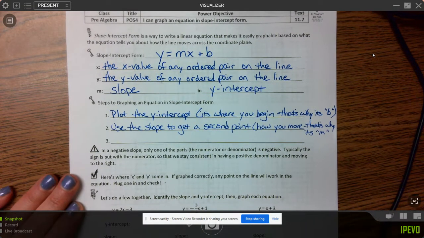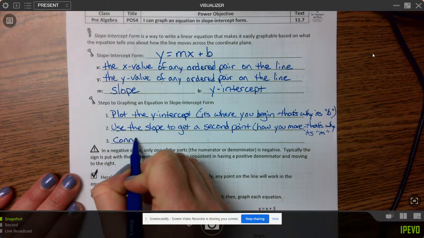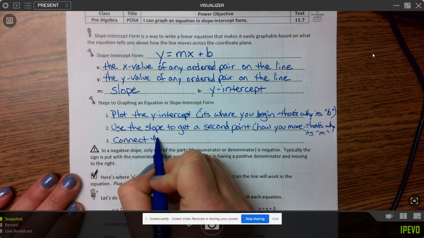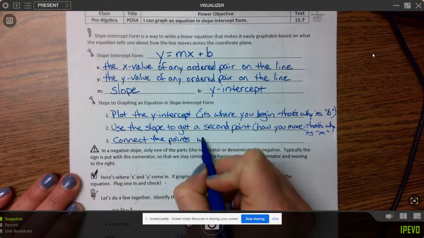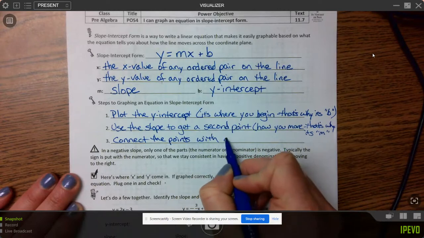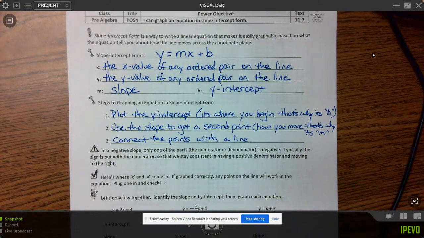And our third step is the easiest one. We just connect the points with a line. Make sure when you're connecting points with a line that you put the arrows on the end to show that it's a line and not a segment.